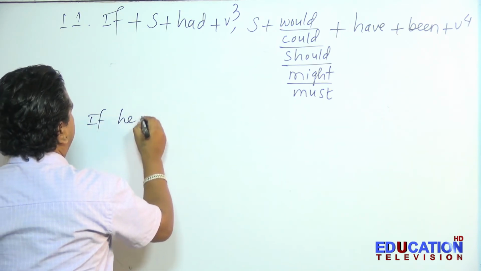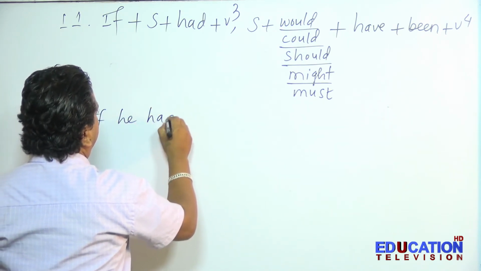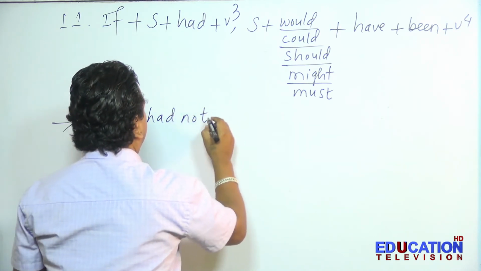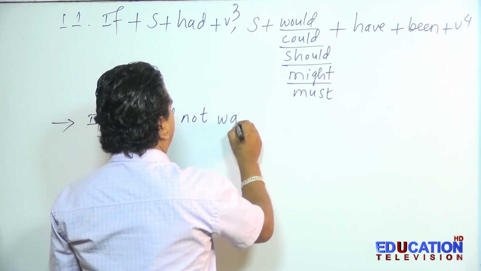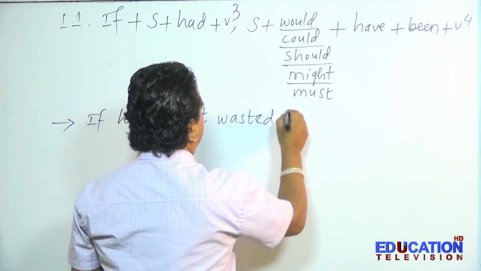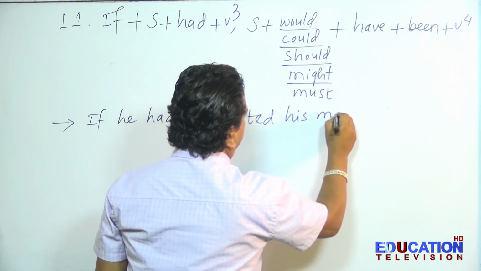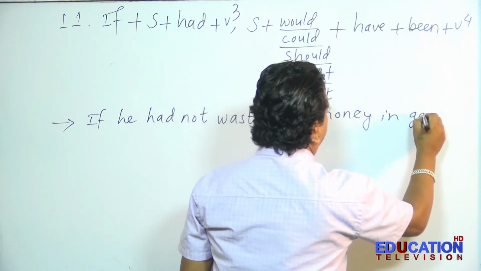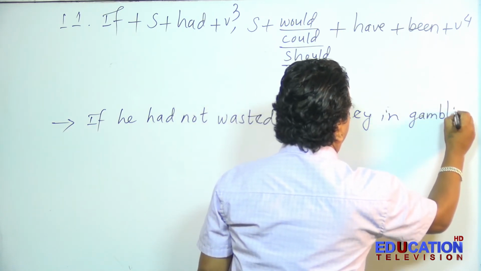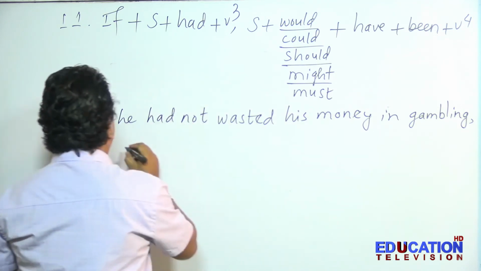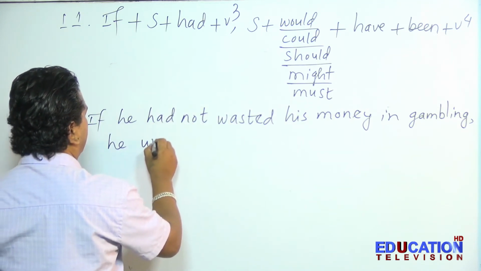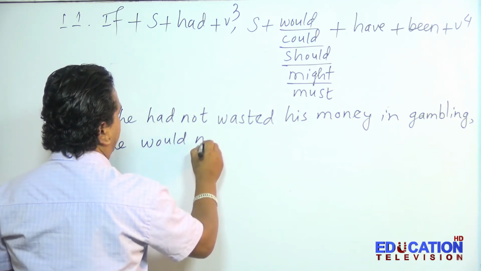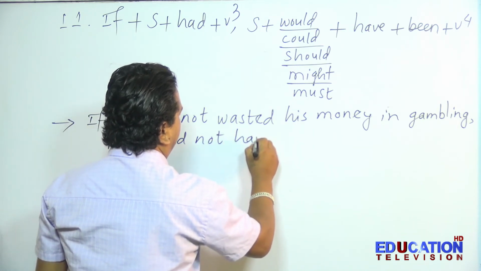If he had not wasted his money in gambling, he would not have been begging now. He would not have been begging.